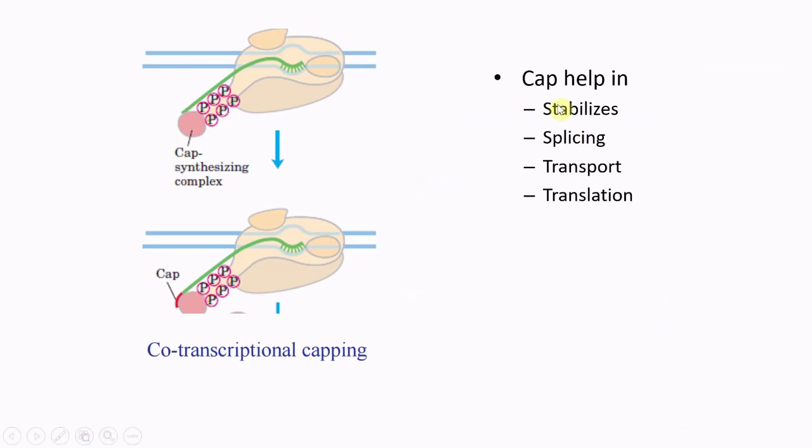This cap helps the mRNA to stabilize. This cap is also essential for the splicing of the mRNA, that means removal of the intron and joining of the exon. Then the mRNA is also transported from the nucleus towards the cytoplasm, and the cap plays an important role during transport, and this cap is also helpful during translation. So these are the main functions of the mRNA 5' cap.